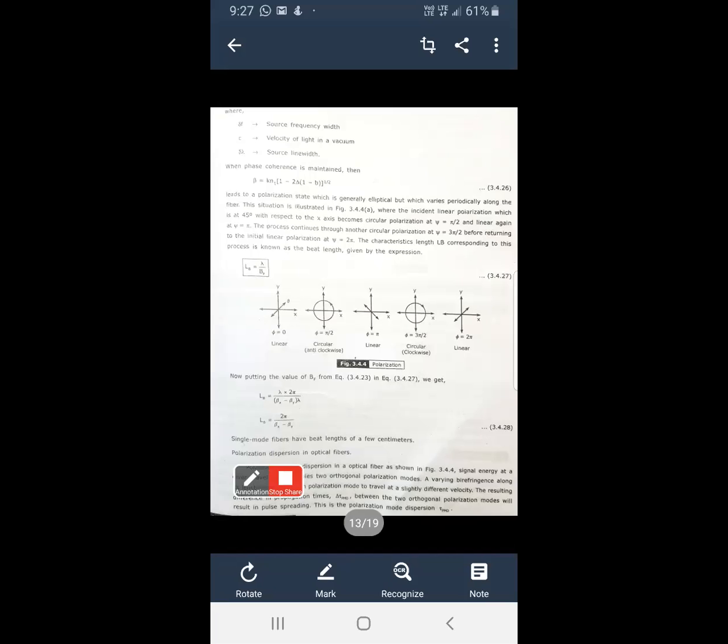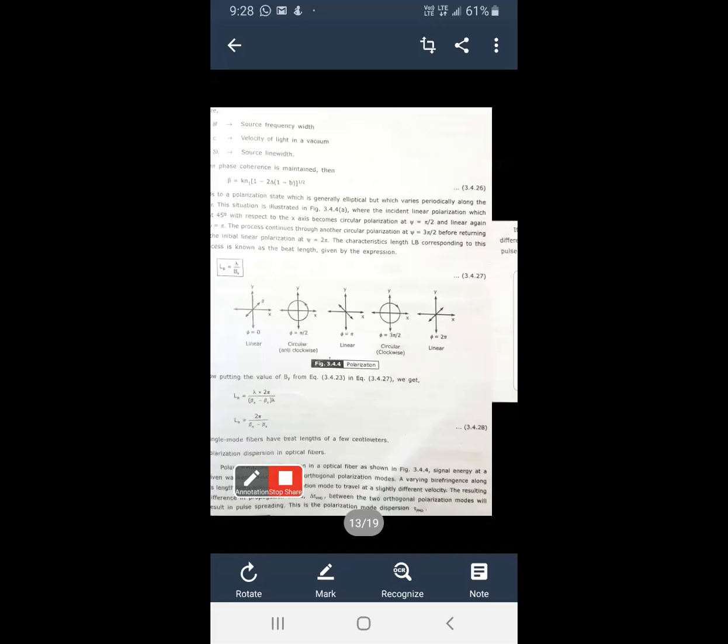Here single mode fibers have beat lengths of a few centimeters. For single mode fibers, the beat lengths will be a few centimeters, as shown in the above diagram. Here the signal energy at the given wavelength occupies two orthogonal polarizations, the slowest mode and the fastest mode.